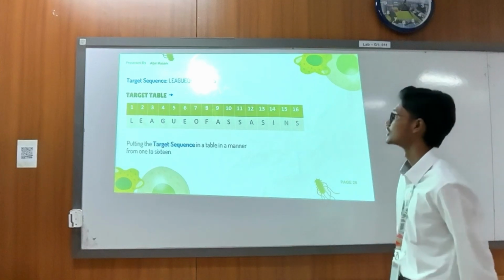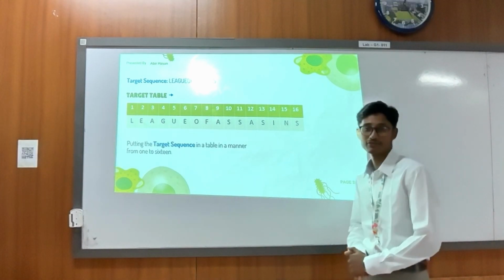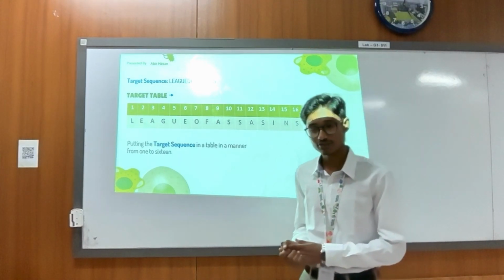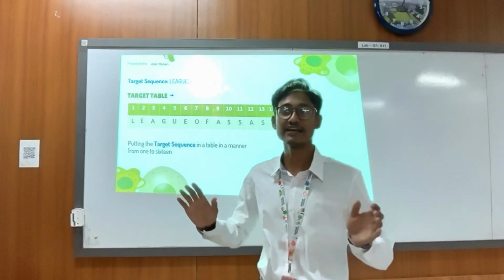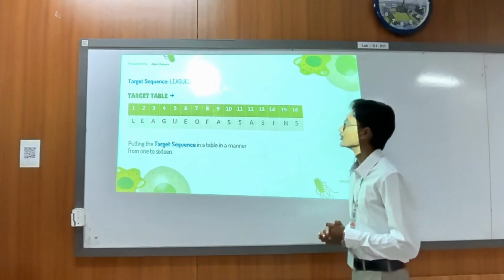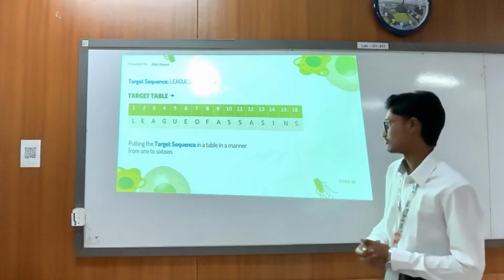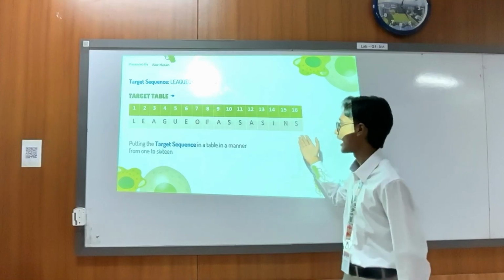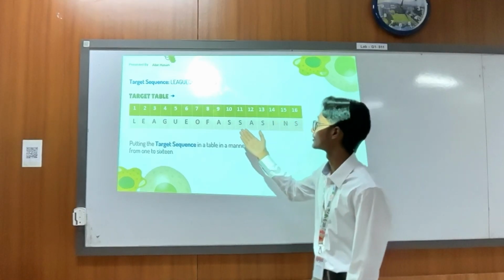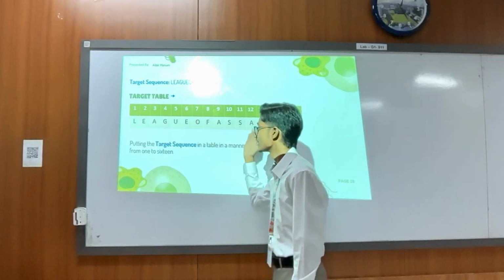Next slide please. Here we have to make the target table. The target table is just like the query table. We will take the target sequence and make a box where we put the numbers in order, and then we put the target sequence in the target table.